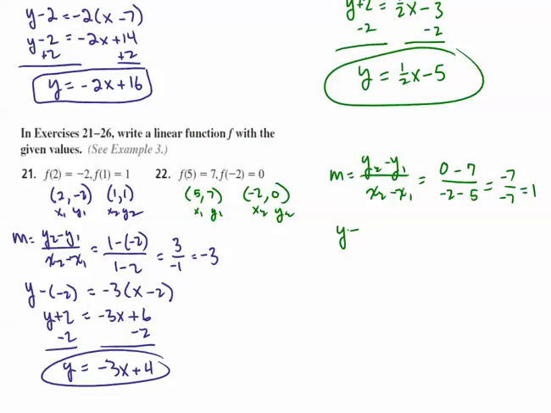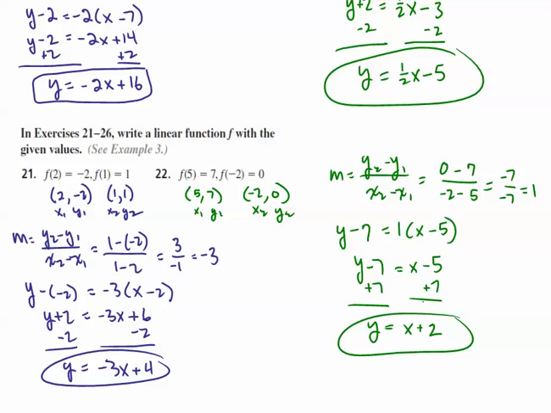Plugging in our point, we'll pick the first point. y minus 7 is equal to 1 times x minus 5. y minus 7 is x minus 5 when we distribute the 1. Add 7 to both sides, and we end up with y is equal to x plus 2. All right, we'll go on.